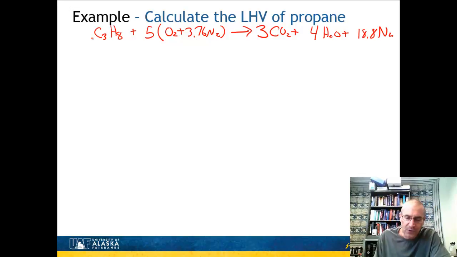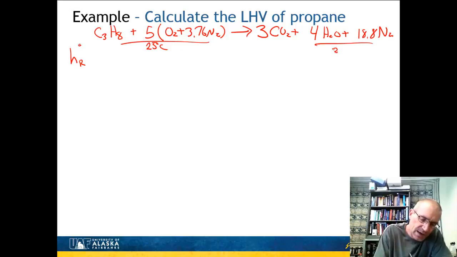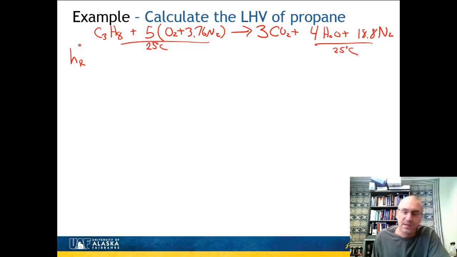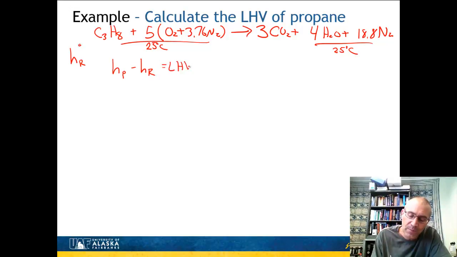Now what I want to do is determine the lower heating value. I'm going to be finding the enthalpy of reaction, all at standard state, which means the left-hand side comes in at 25 degrees Celsius and the right-hand side is at 25 degrees Celsius. I'm going to take the enthalpy of the products minus the enthalpy of the reactants, and determine that value. That's going to be the lower heating value.